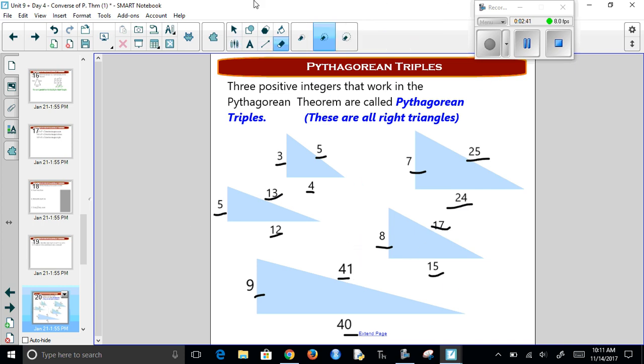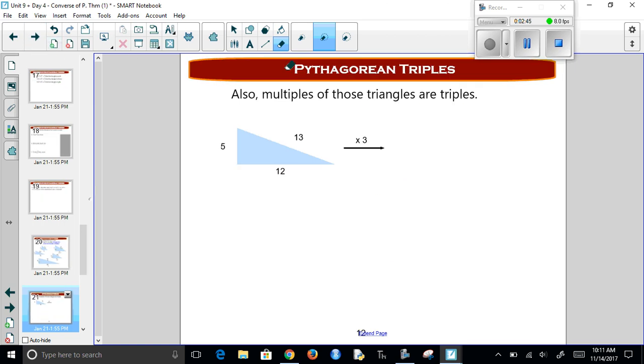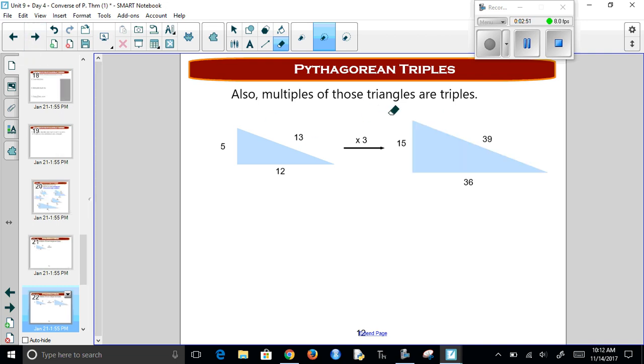So you'll see a lot. Now we can get multiples of these by taking each of the numbers and multiplying by the same scale factor. So this is also a Pythagorean triple. We call this a primitive and this a multiple, but they both work. So from here on out, I think you can finish the rest of this.